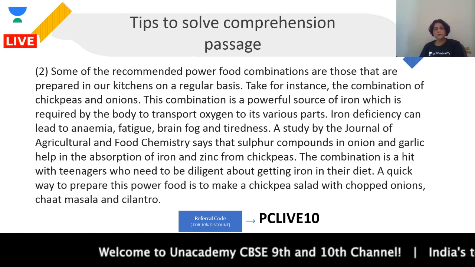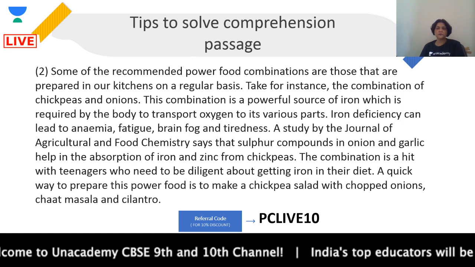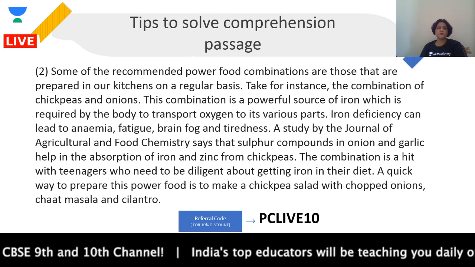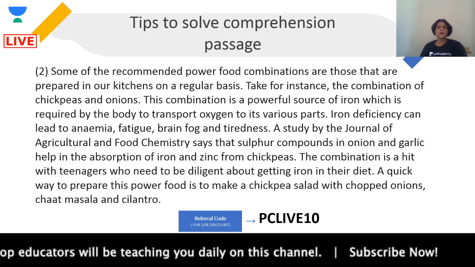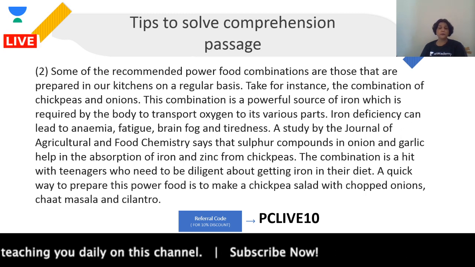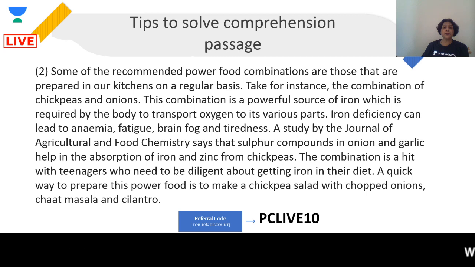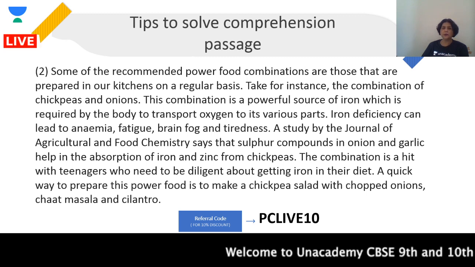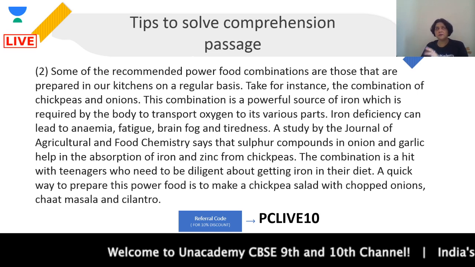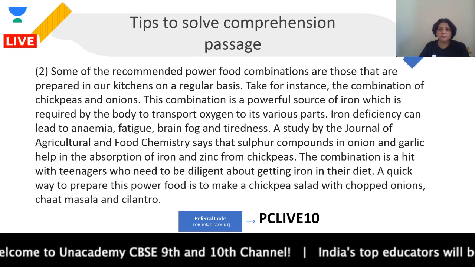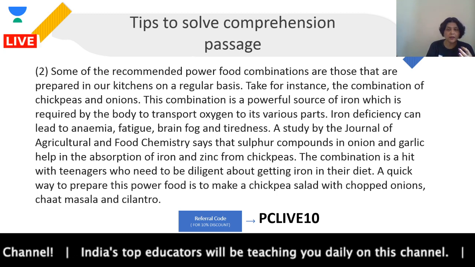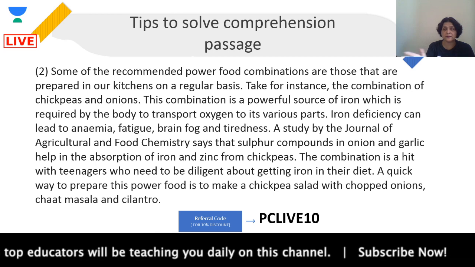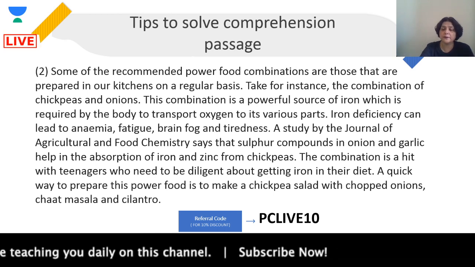A study by the Journal of Agricultural and Food Chemistry says that sulfur compounds in onion and garlic help in absorption of iron and zinc from chickpeas. The combination is a hit with teenagers who need to be diligent about getting iron in their diet. A quick way to prepare it is to make chickpea salad with chopped onions, chaat masala and cilantro. Now in the second paragraph, again, there are certain suggestions about power foods or superfoods which can be useful in consuming iron, zinc, sulfur, etc. Powerful sources of iron.